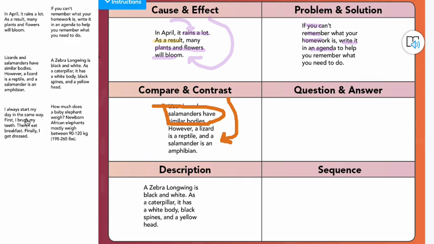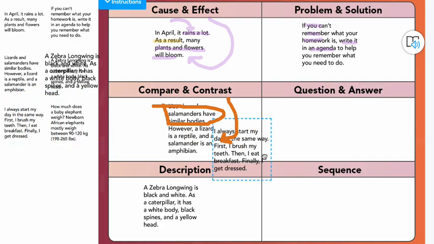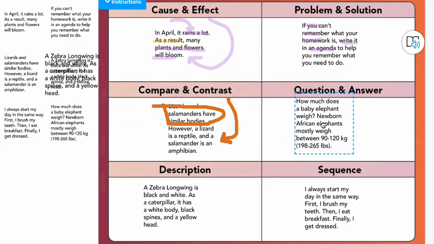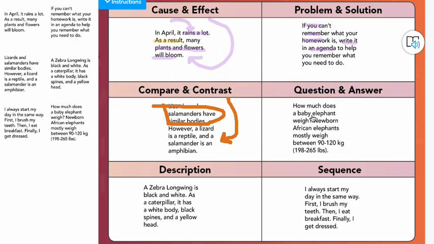Okay, let's take a look at this next one. I always start my day in the same way. Brush my teeth, eat breakfast, then get dressed. That sounds like the order of events you're doing something, which is a sequence. I do mine a little bit different. First, I get dressed, then I brush my teeth, then I eat my breakfast, which means question and answer must be this one, but I'm still going to double check.